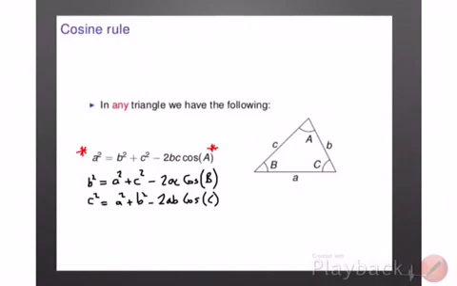And then you can also use the formula for finding the angle. When you're trying to find the angle, you would use cos A is equal to b squared plus c squared, and then you take away the opposite side, so take away the a squared, all over 2bc. And this formula just comes from a rearrangement of the other formula.